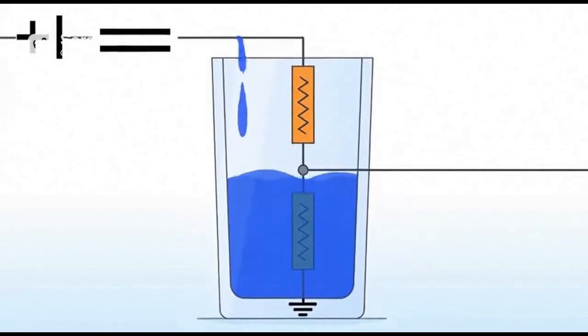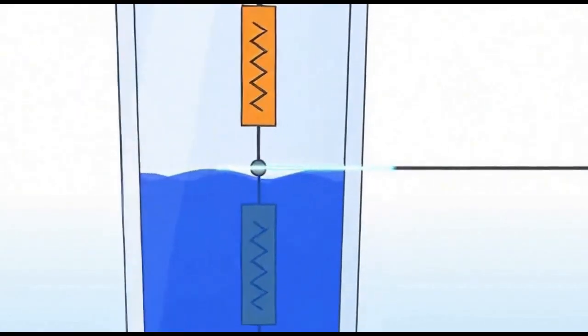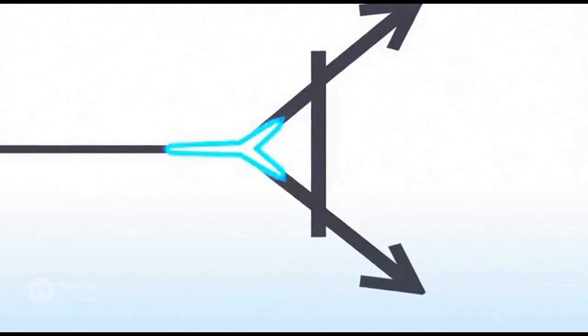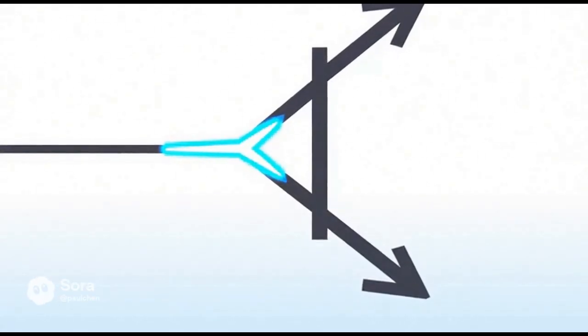The base voltage is set by a simple voltage divider. Resistors R1 and R2 create a stable DC voltage at the base. This voltage does not set frequency. Its only job is to correctly bias the transistor.